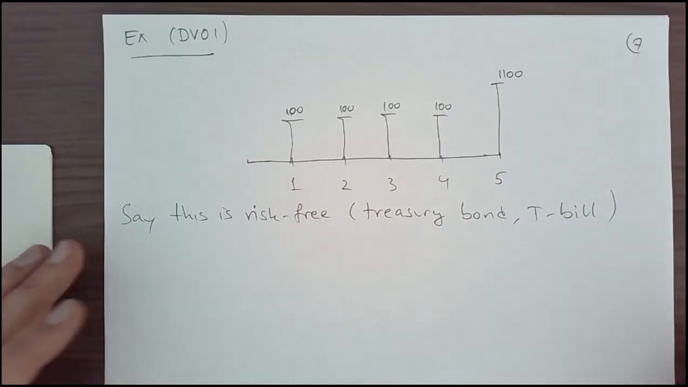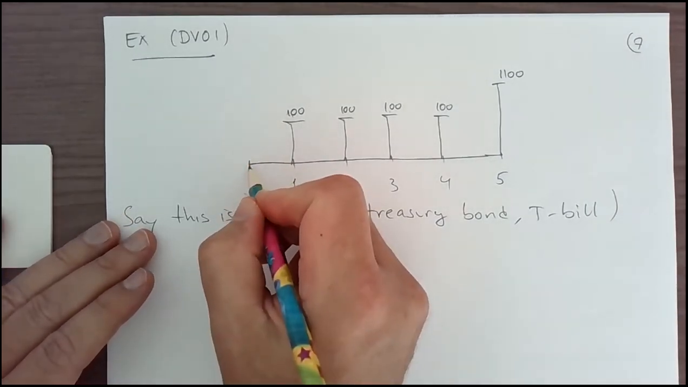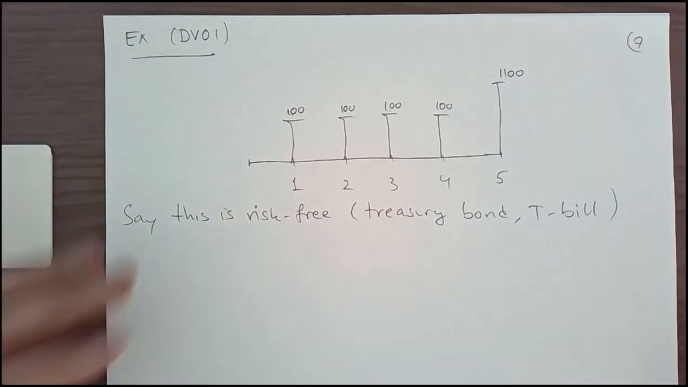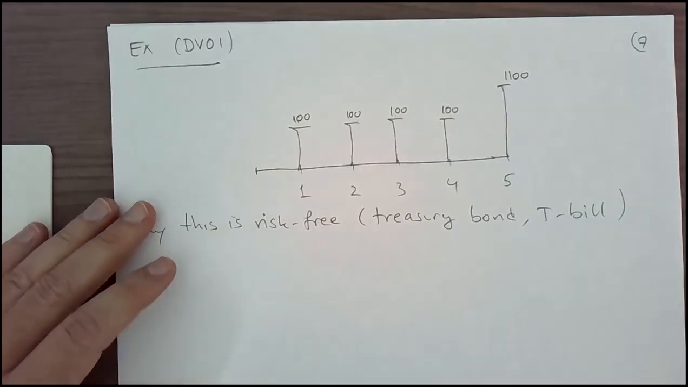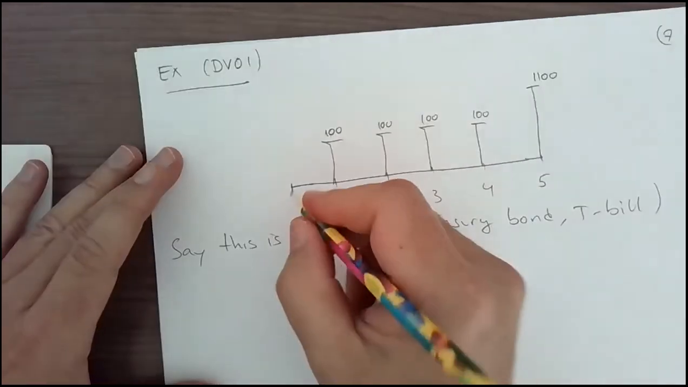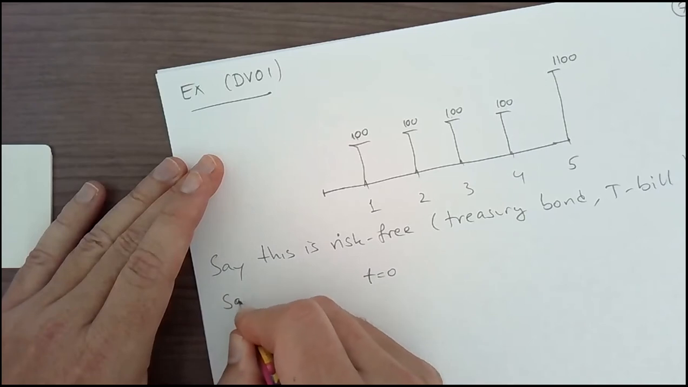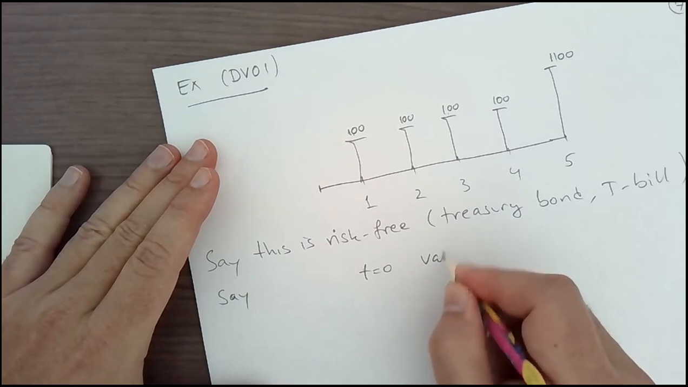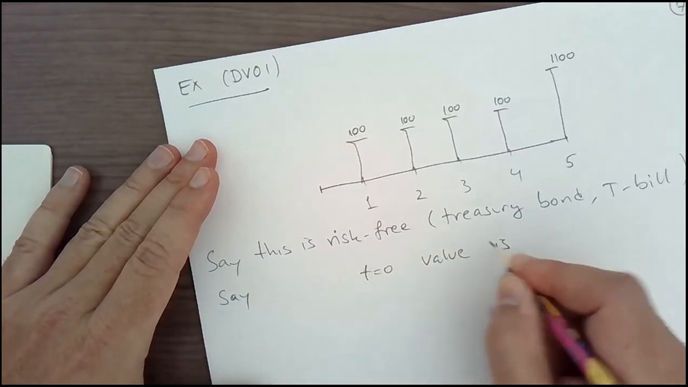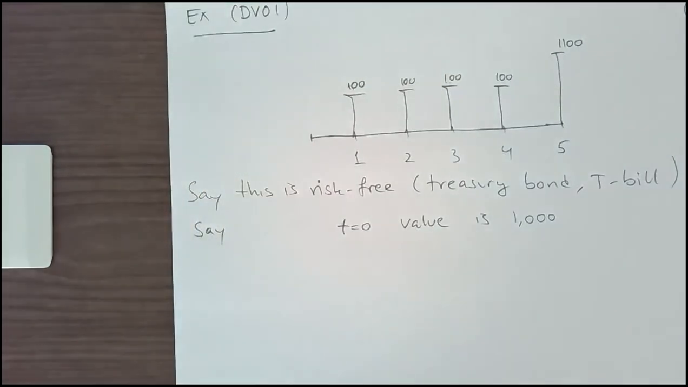Okay, so we could say that these are risk-free, and if we're given that the initial value, so the time t value, is, to make it easy, say 1,000. One could ask, what is the interest?